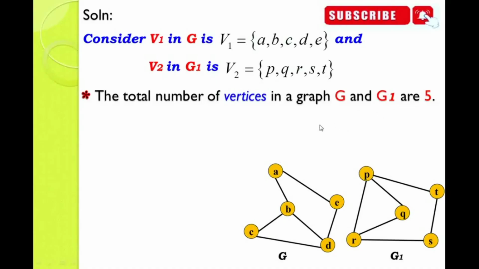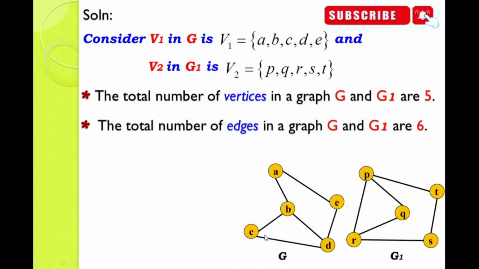What is step number 2? Step number 2, we have to verify whether there is an equal number of edges in both graphs G and G1. In graph G, how many edges are there? 6 edges: 1, 2, 3, 4, 5, 6. Similarly, graph G1 has 6 edges: 1, 2, 3, 4, 5, 6. Therefore, the total number of edges in both G and G1 is 6. Once it satisfies the second step, go to the third step. Otherwise, the given graphs are not isomorphic. Okay, what is step number 3?